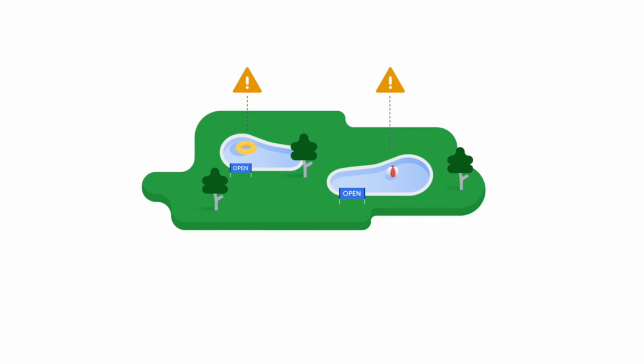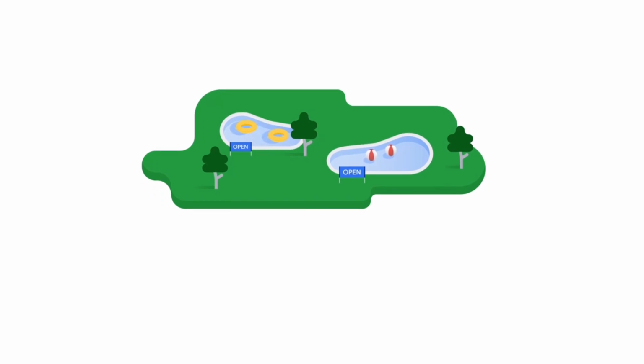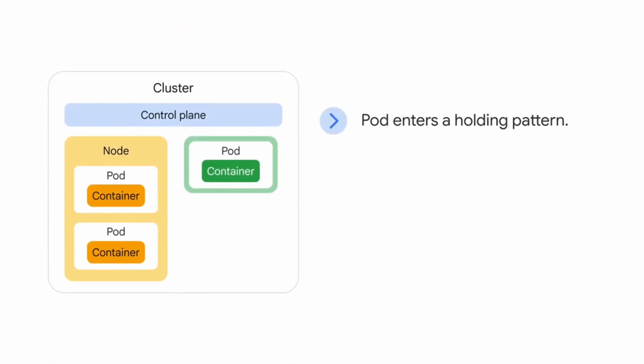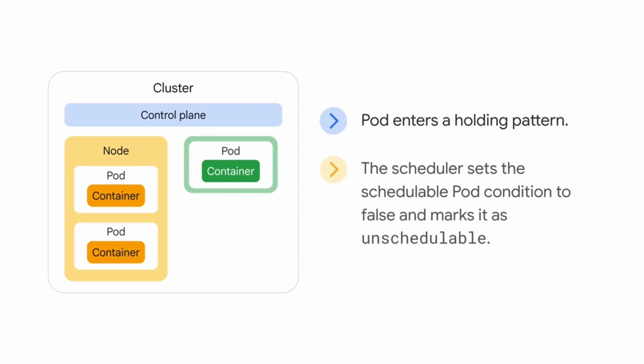Now, let's say there is a scenario where all of your node pools are low on resource capacity. To fix this, one or more pods will need to be terminated or additional nodes need to be added. The pod will enter a holding pattern as it waits for additional resource capacity. During this period, the scheduler, which has the job of filtering any nodes that don't meet a pod's specific scheduling needs, sets the schedulable pod's condition to false and marks it as unschedulable.